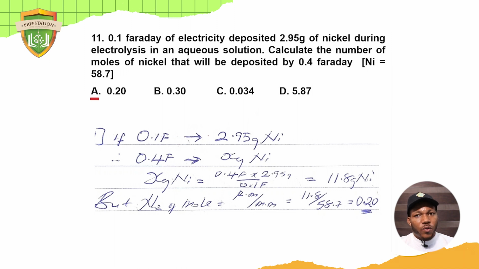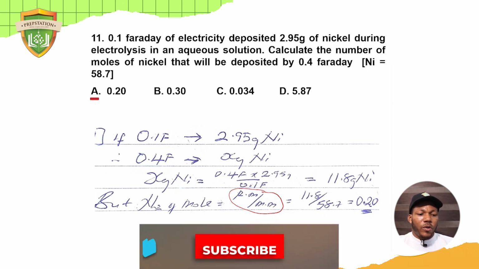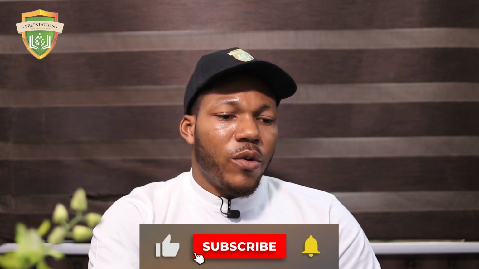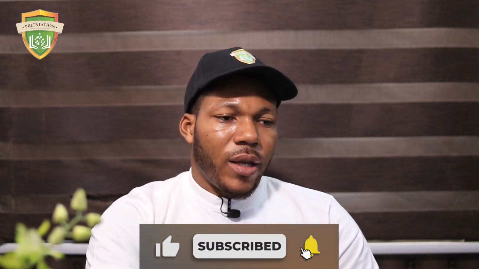Now, when you get your mass, don't forget the relationship between molar mass, reacting mass, and number of moles. So how do you get the number of moles? You divide the reacting mass by the molar mass. So your reacting mass is 11.8 grams of nickel. Now what is the molar mass of nickel? Go to your question, where you are given 58.7. If you divide 11.8 by the molar mass, you now have 0.2. So that is the number of moles obtained during this electrolysis.